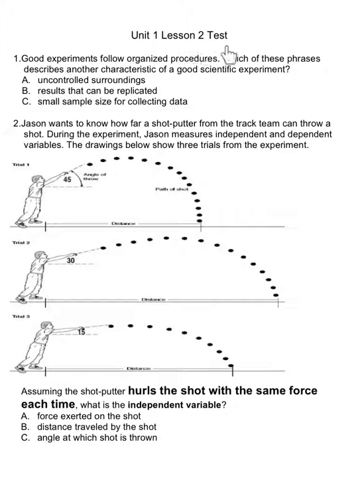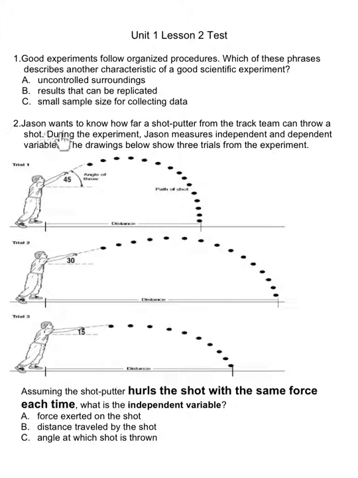Unit 1, Lesson 2 test. Number 1. Good experiments follow organized procedures. Which of these phrases describes another characteristic of a good scientific experiment? A. Uncontrolled surroundings. B. Results that can be replicated. C. Small sample size for collecting data.